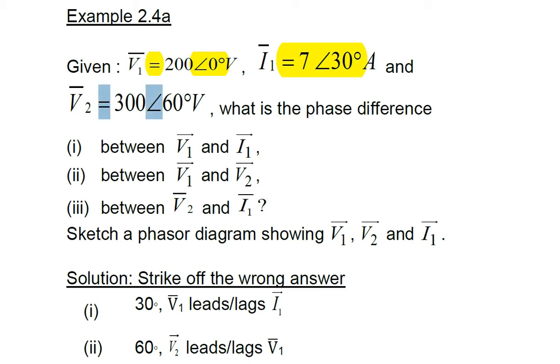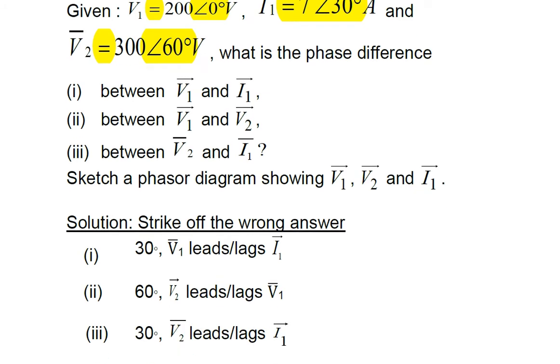V2 300 with an angle of 60, and we are asked to calculate the phase difference between each of these phasors. In addition, we are to sketch the phasor diagram showing all these three phasors. And we are also asked to state which phasor is leading or lagging the other phasor. Okay, let's see how we do this type of question.